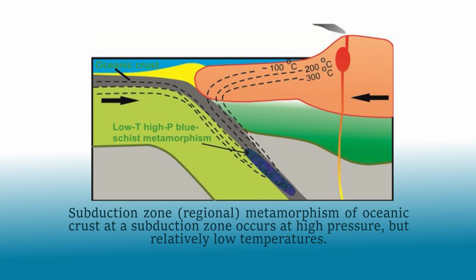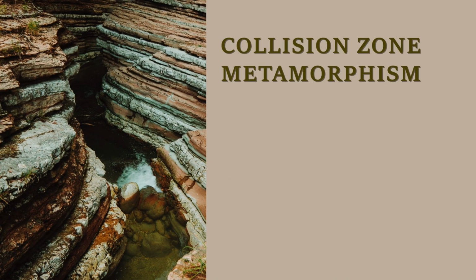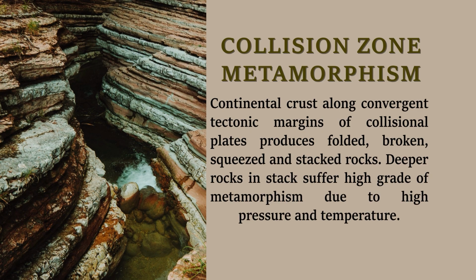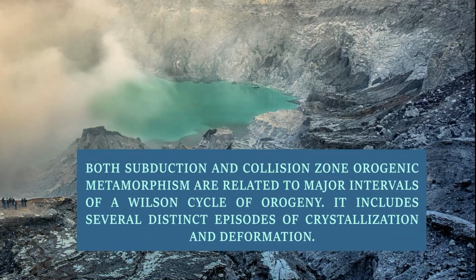In collision zone metamorphism, continental crust along convergent tectonic margins of continental plates, or collisional plates, produces folded, broken, squeezed and stacked rocks. Deeper rocks in the stack suffer a high grade of metamorphism due to high pressure and temperature. Both subduction and collision zone orogenic metamorphism are related to major intervals of a Wilson cycle of orogeny. It includes several distinct episodes of crystallization and deformation.